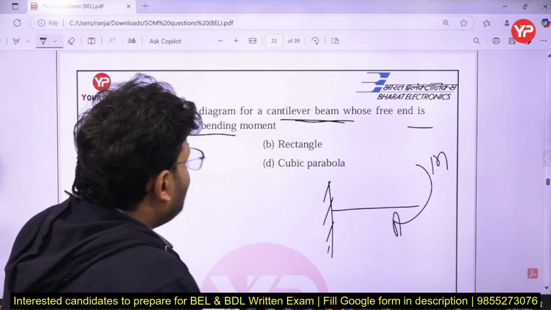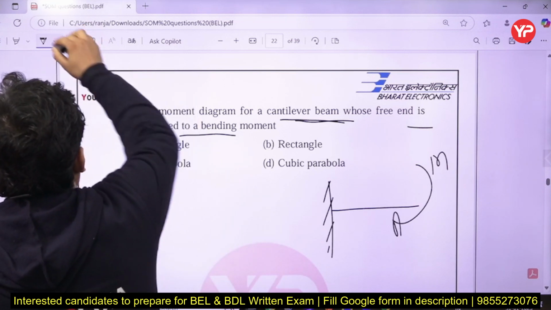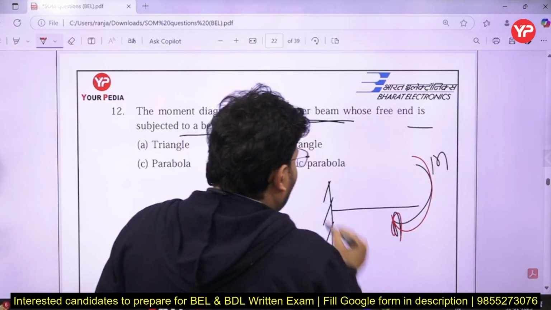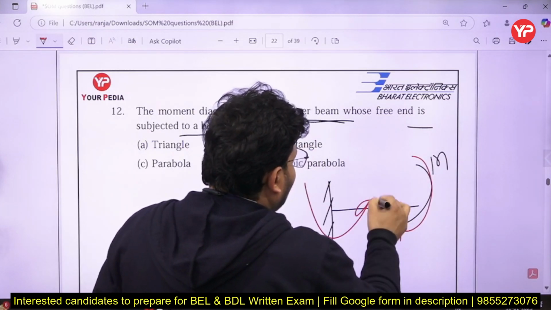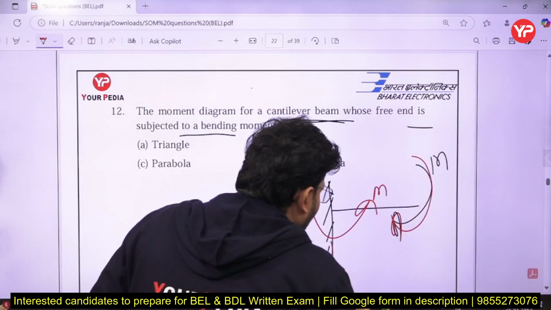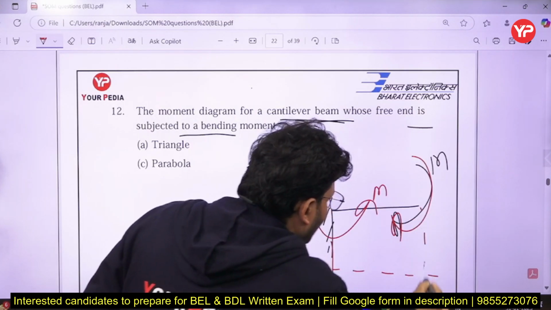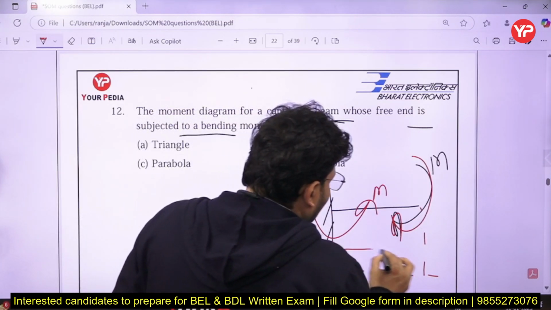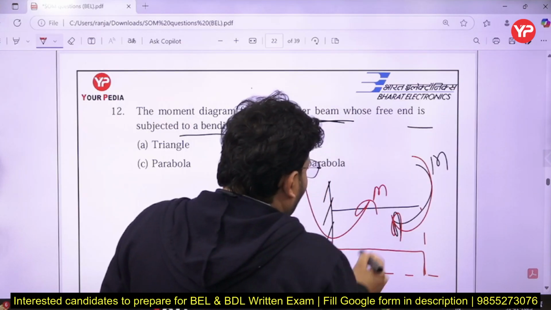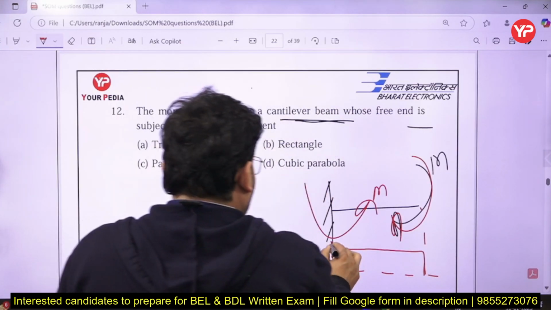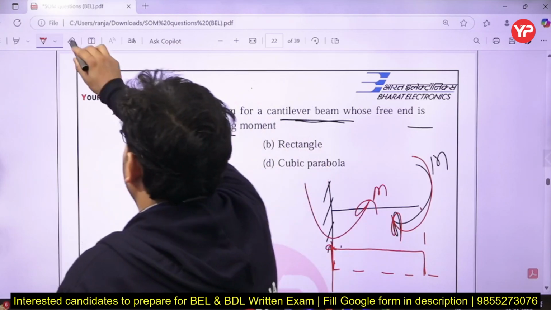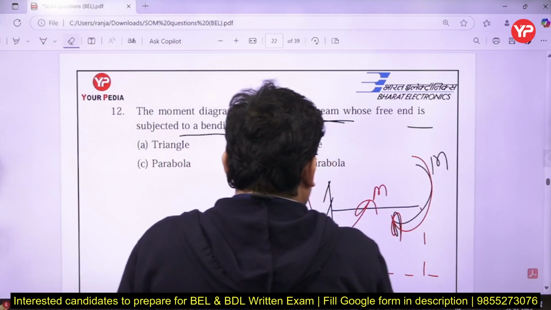Tell me. Directly I can see that if I apply M in that direction, a reaction will generate in the opposite direction. Let's assume that is the zero line. The moment will be constant, so it will be like that. It is clockwise, so it will come on the down side, better to say.